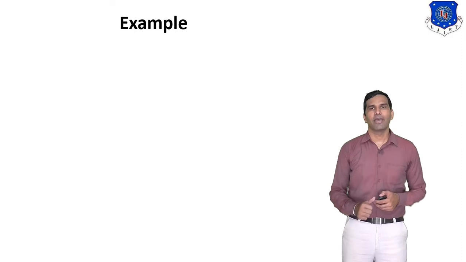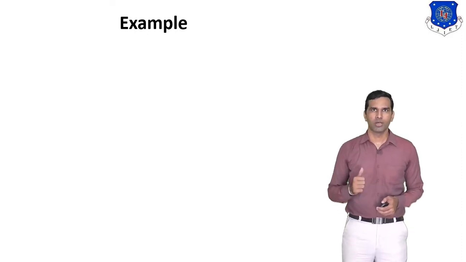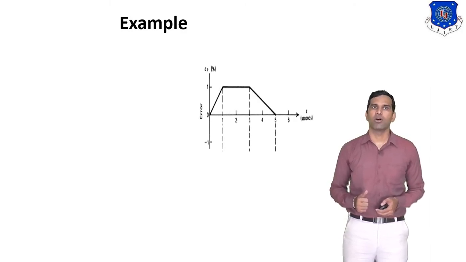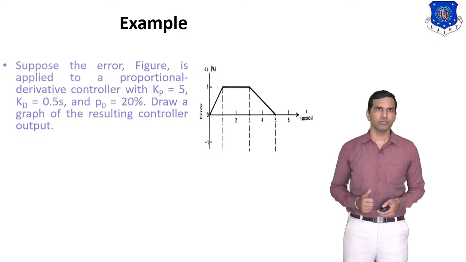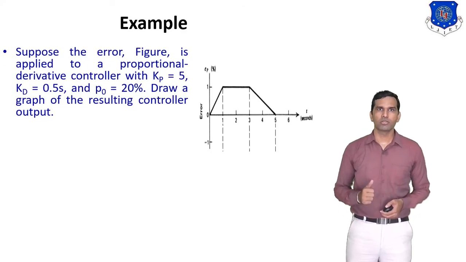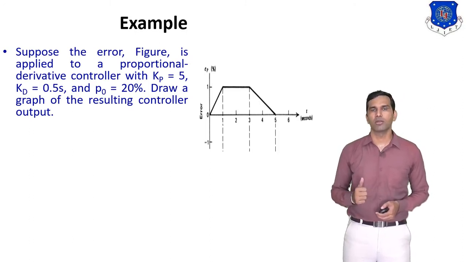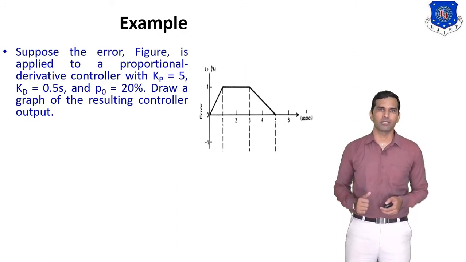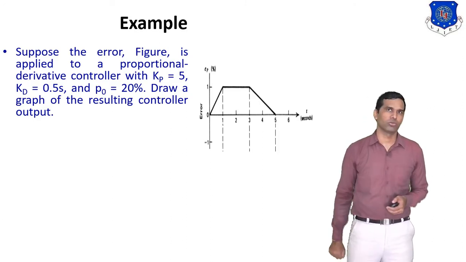Now we discuss the example of this lecture. Here the graphical representation of the error is given. Suppose the error figure is applied to a proportional derivative controller with Kp equal to 5, Kd equal to 0.5 second, and P0 equal to 20%. Draw a graph of the resulting controller output.